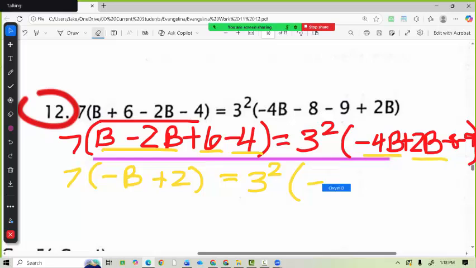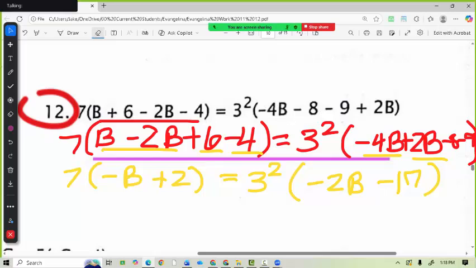Negative 4B and a positive 2B, it's going to be negative 2B. And negative 8 and negative 9, that's negative 17. All right, so now we cleaned up what's in the parentheses. Now let's look at the bigger problem that we have here.